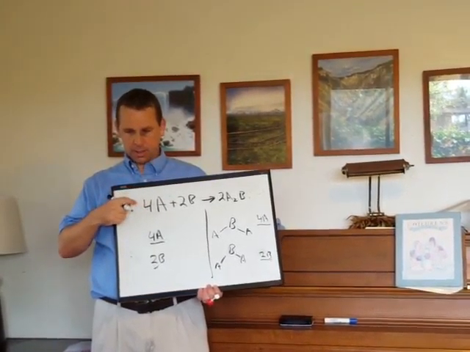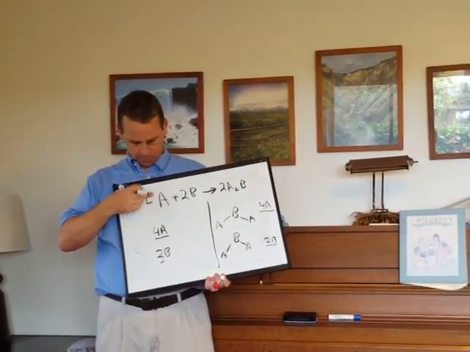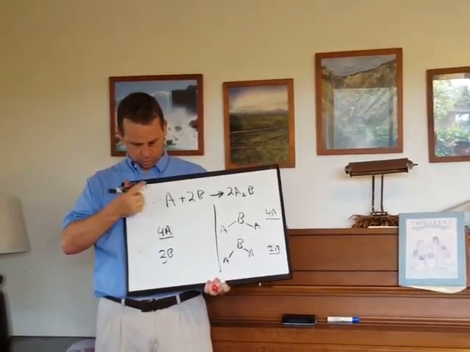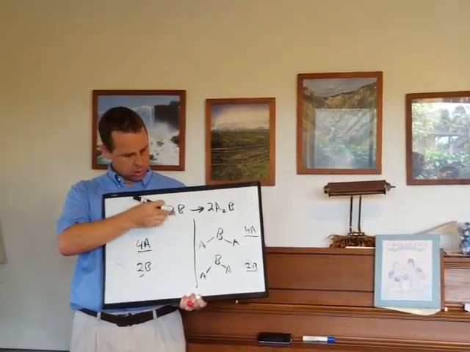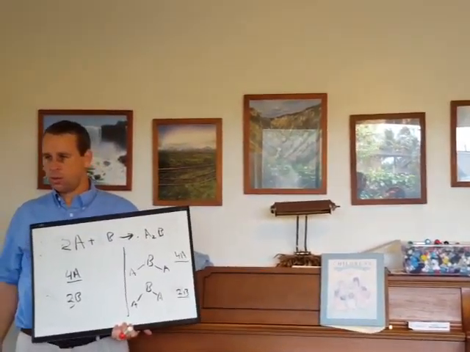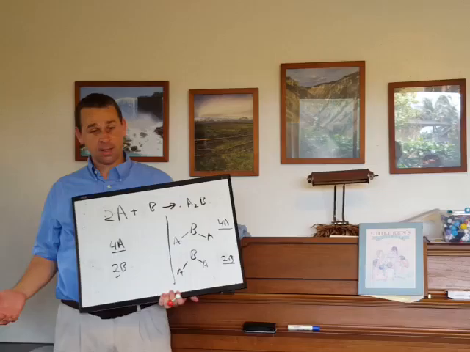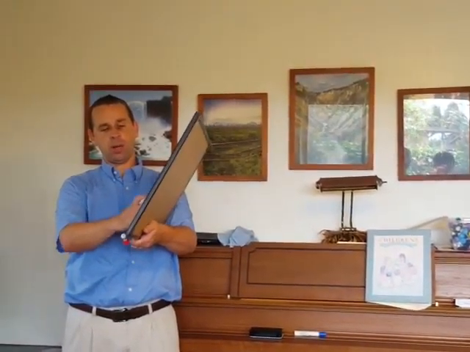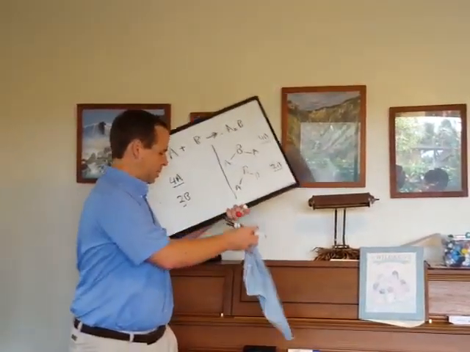Because I can rewrite this as, like I did before, 2, and make this 1, and make this 1. And now it represents the same thing. The only difference is I'm only talking about one compound, right? Does that make sense?